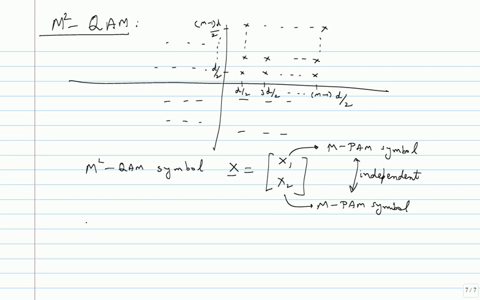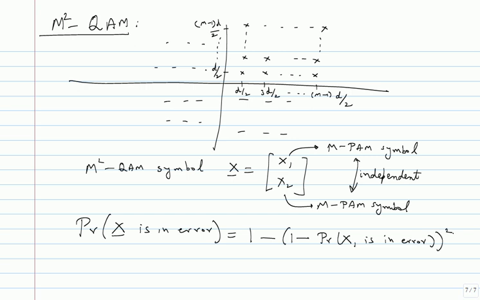So let's write down the probability that X bar is an error. This will be what? The way I can write it is 1 minus the probability that X1 is not in error, squared. Is that okay? This is the probability that either X1 or X2 will be in error, assuming they are IID distributed. So this is the probability of error for M squared QAM, and this is the probability of error for MPAM.